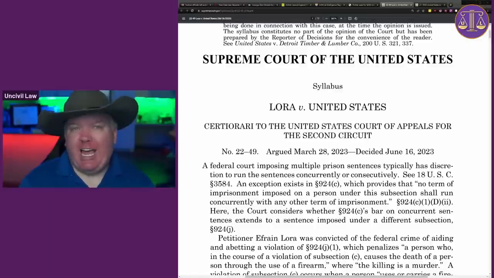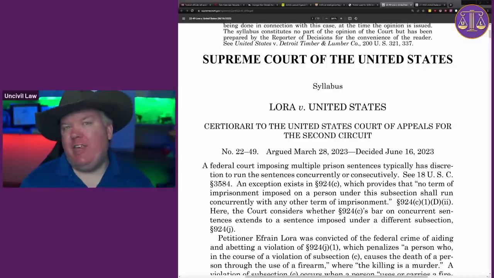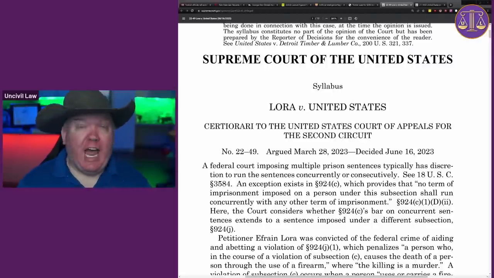For today's story, we look at a recent U.S. Supreme Court decision, which deals with when sentences are consecutive or concurrent. So if you do multiple bad things, the sentences for those can be consecutive, that is, one after the other, or concurrent, all at the same time. This makes a pretty huge difference.